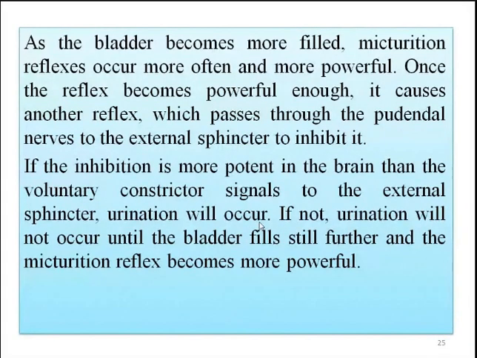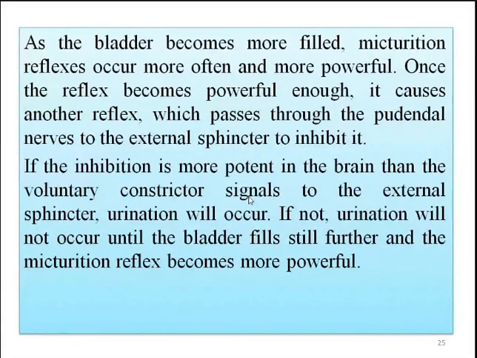So see, the higher center always controls the external sphincter also. If the inhibition is more potent, that is, this external sphincter is inhibited, isn't it? Otherwise, we can constrict the external sphincter. It is under voluntary control. Whenever there is no proper environment to urinate, we voluntarily constrict the external sphincter, so that the urine cannot pass.